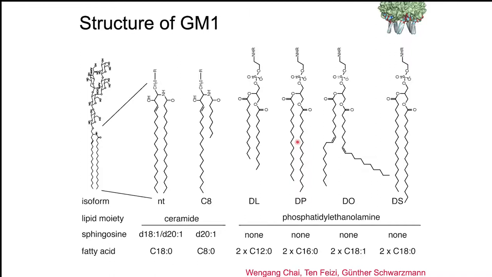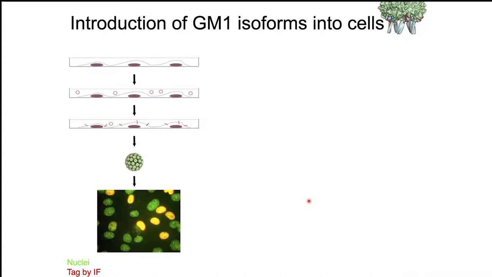And you can see this is the native GM1, and this is how it comes in most cells with the 2 different acyl chains. We can cut off the shorter one and just make it C8. And then we can have 2 unsaturated C12, 2 saturated C12, 2 saturated C16, then the unsaturated C18 and then saturated C18 to add them back into cells. So we made use of cells that do not have any GM1 by themselves. We then add the lipids so that they become incorporated into the plasma membrane. We then add SV40 and we look for T antigen expression in the nucleus, which is a marker for infection, obviously. And then we count infected cells.